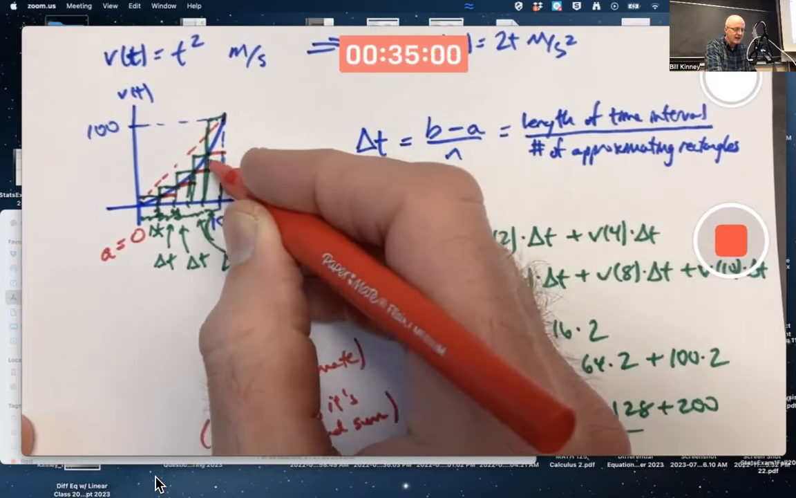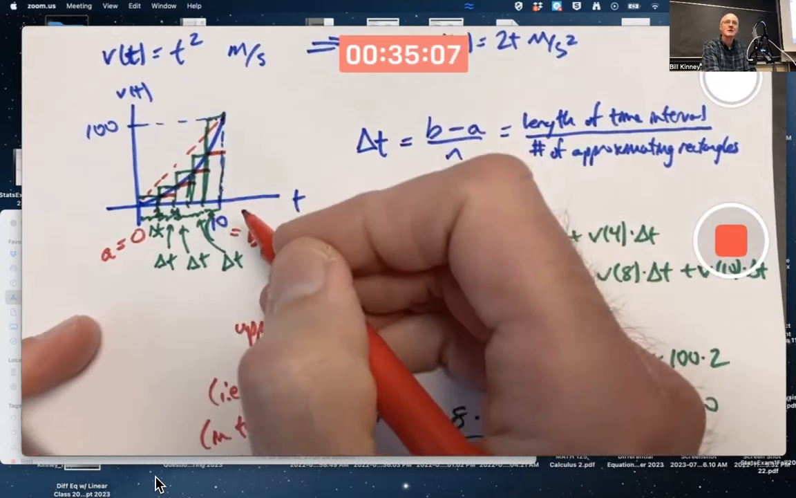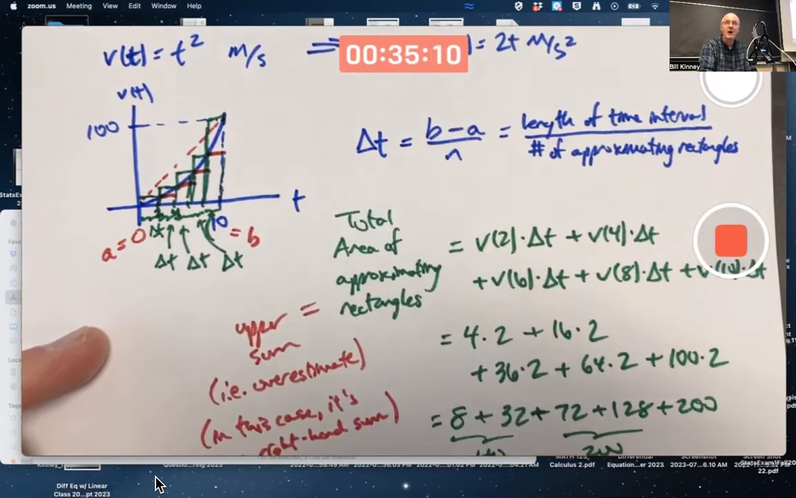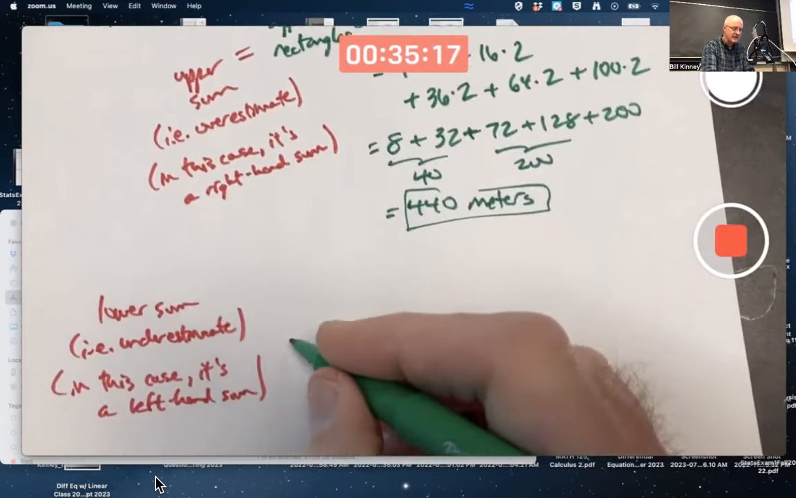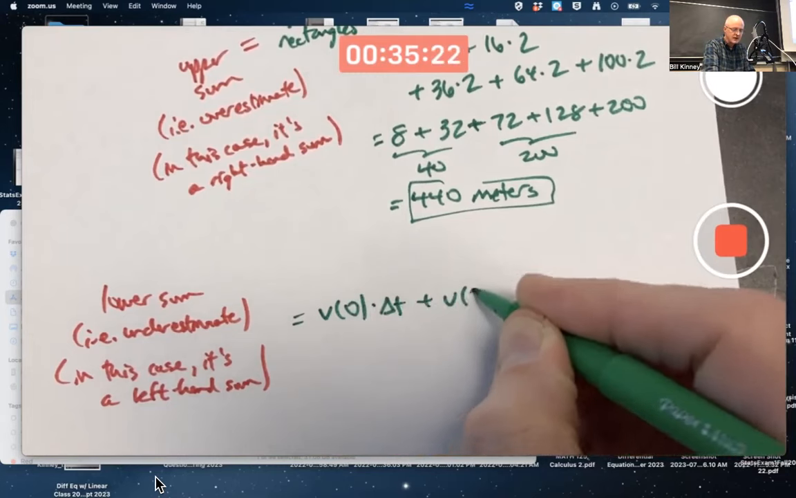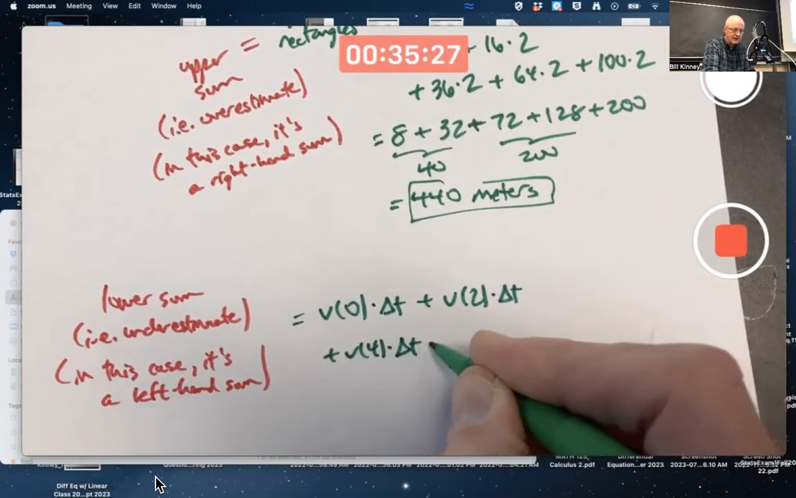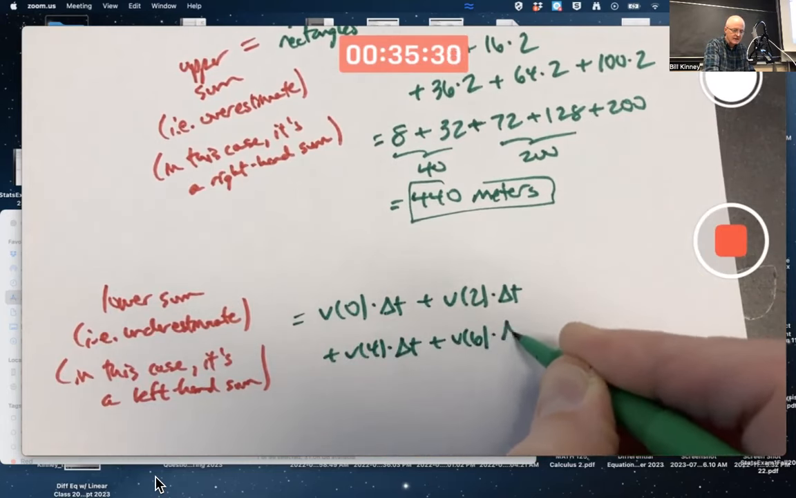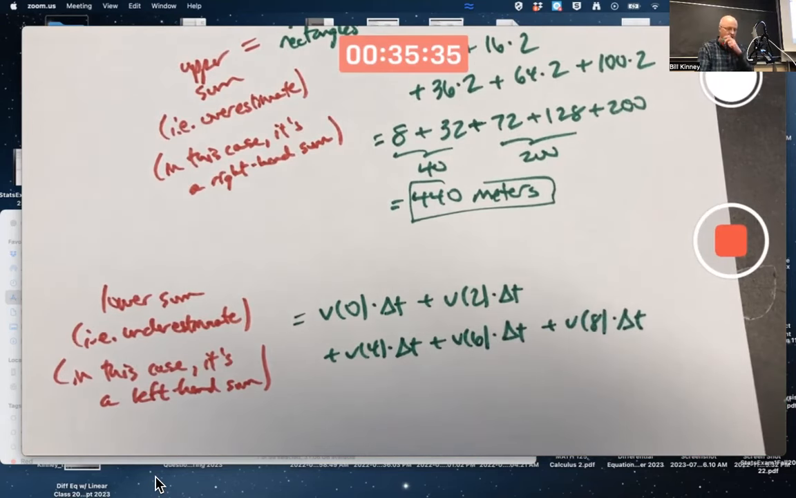These red lines that I'm just making right now are going to be tops of rectangles for left-hand sums. And you can see they're under the curve. The total area of all of them is going to be too small when the curve is increasing like this. As a sum, this is going to be v of 0 times delta t plus v of 2 times delta t plus v of 4 times delta t plus v of 6 times delta t plus v of 8 times delta t, and that's going to be the last term.